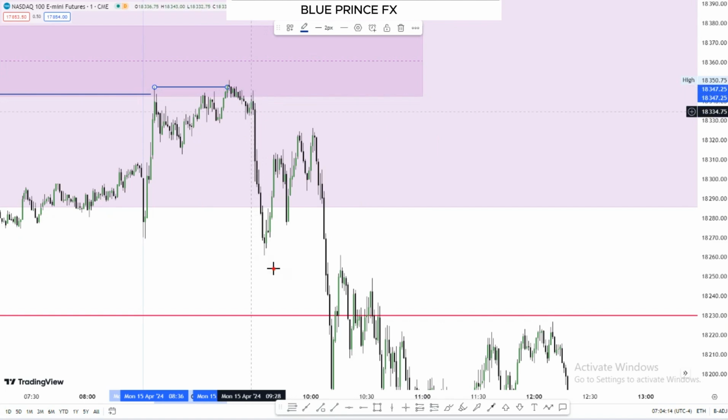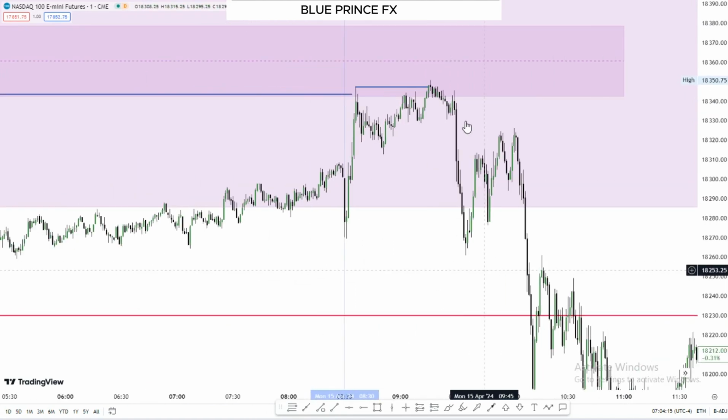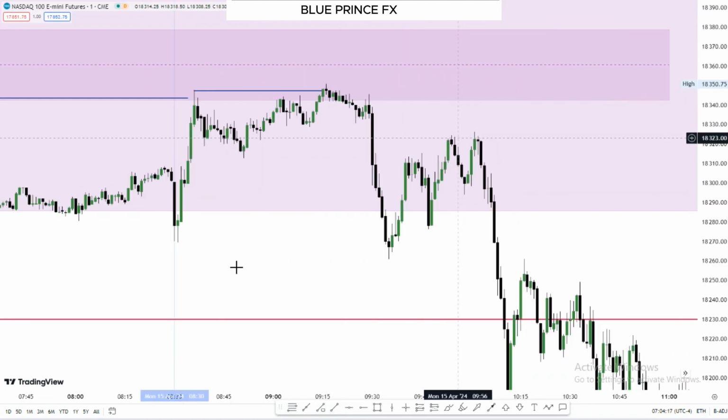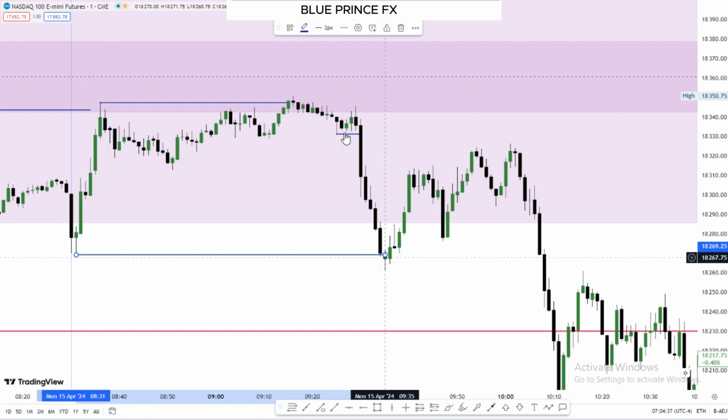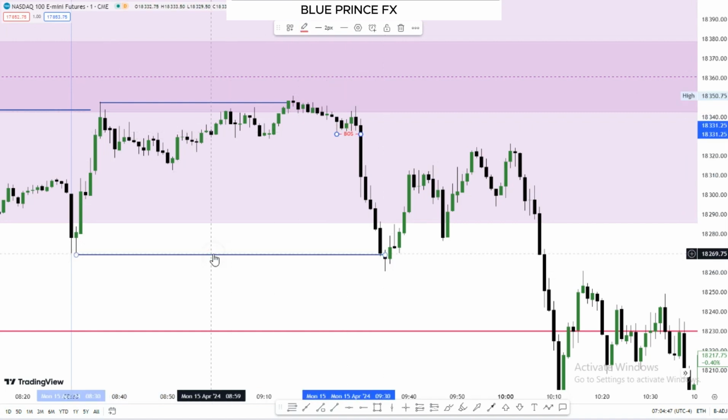So this is our first indication that we are going to see a market structure shift. When the market fails to make a high, we see the market displacing to the downside by breaking structure to the downside. So we have a break of structure here, and we have our market structure shift here. This is our break of structure, and this is our market structure shift.